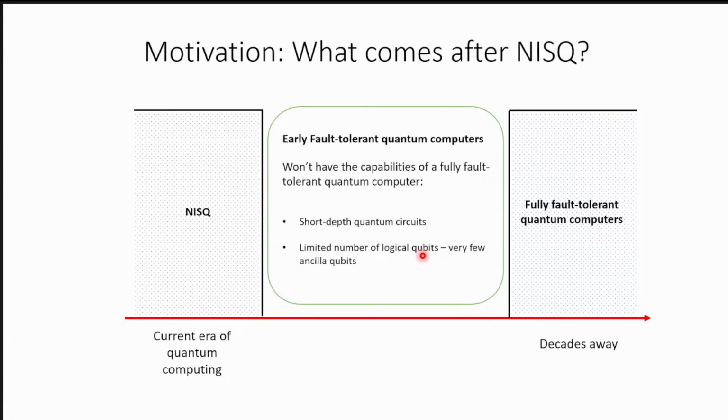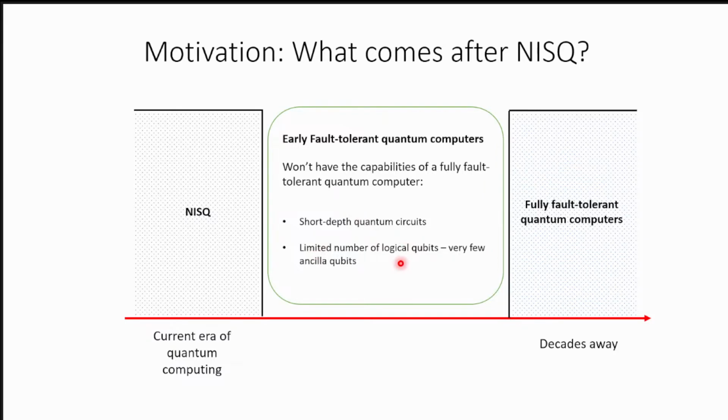One of the possibilities of quantum devices that will become available after the NISQ era are the so-called early fault-tolerant quantum computers. So what are these devices? Well, these devices share a lot of similarity with NISQ devices in the sense that they won't have the capabilities of a fully fault-tolerant quantum computer. These quantum devices will still have short depth quantum circuits. So the circuits will have limited depth, and the number of logical qubits that will be available is going to be limited.